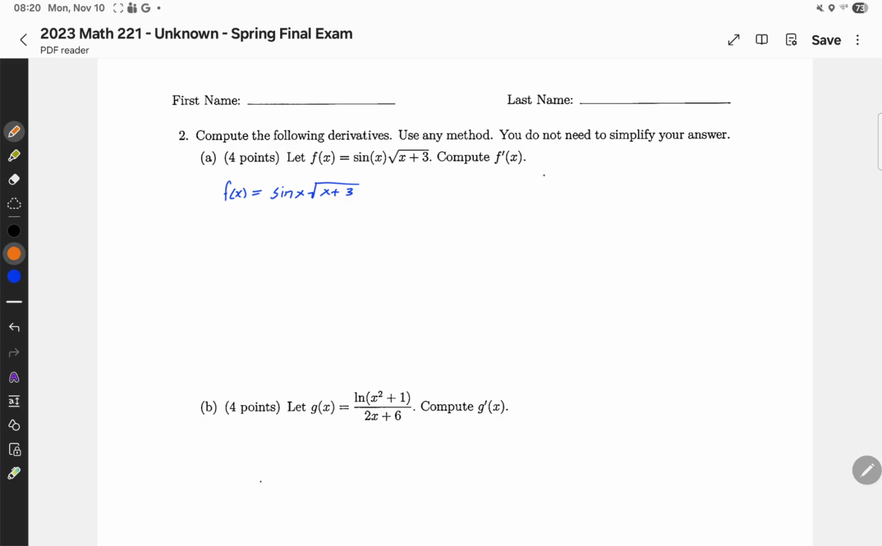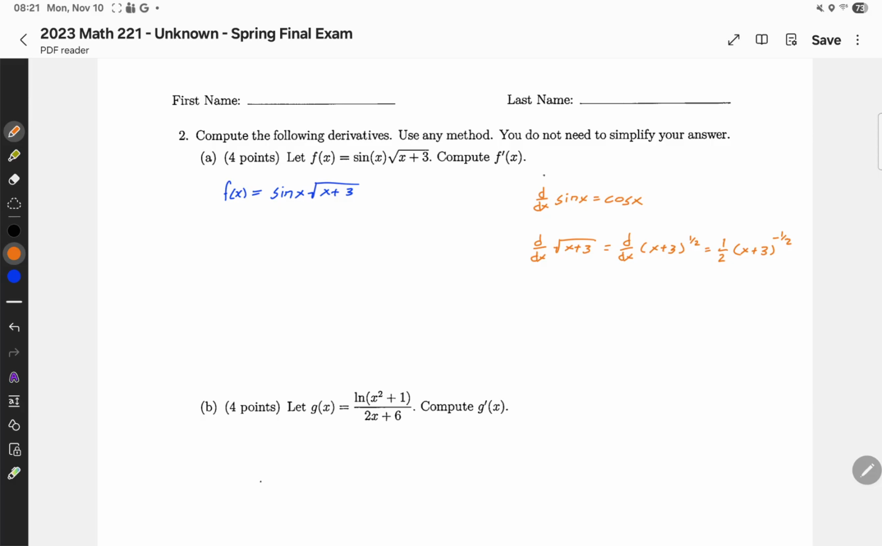I'll just work out the two derivatives on the side real quick. The derivative of sine x is just cosine x, and the derivative of the square root of x plus 3. Well, we can rewrite this as the derivative of (x plus 3) to the 1/2. And so now we can just use the power rule, right? Bring the power down. This is 1/2 times (x plus 3) to the minus 1/2.